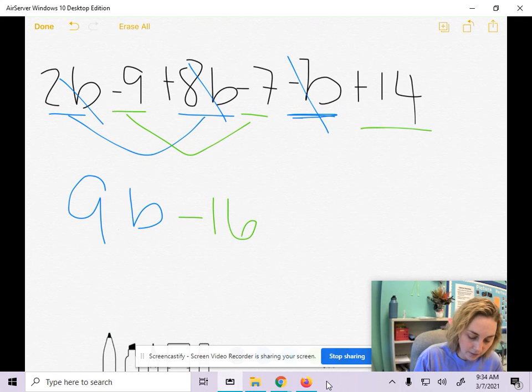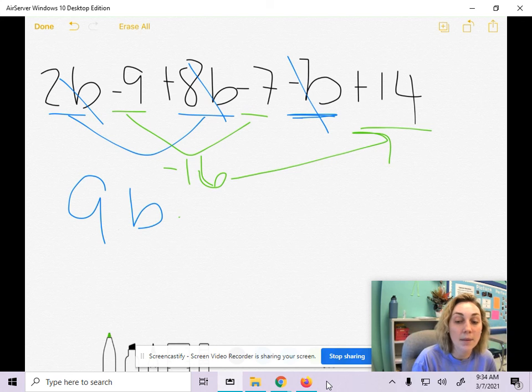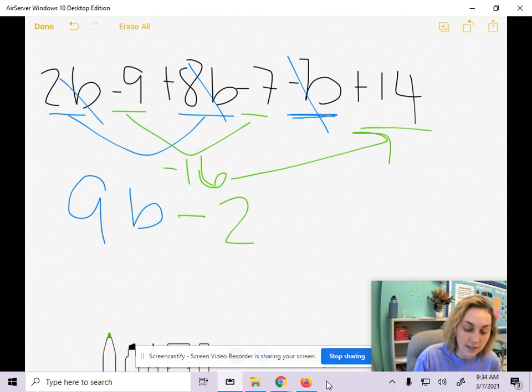Okay, or I guess I can go ahead. I'll write that right here instead. We have negative 16. And then I need to do negative 16, and I'm going to add that by 14. And that's going to leave me with a negative 2. So negative 16 plus 14 will leave me with a negative 2. I've combined all of my like terms.